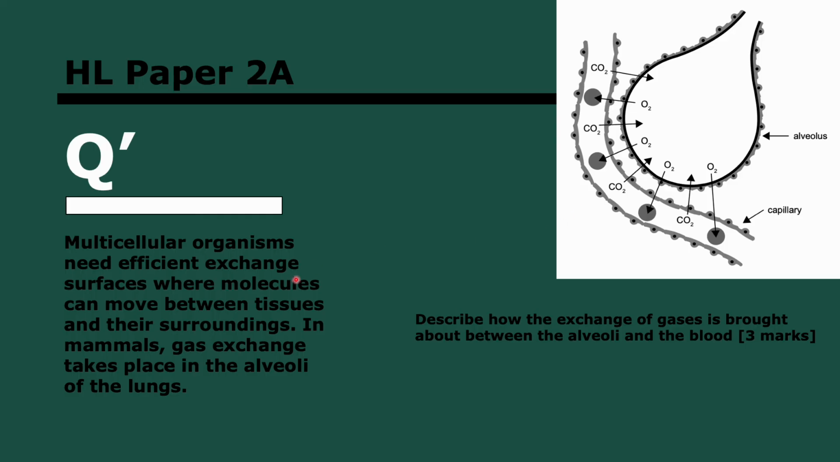So multicellular organisms need efficient exchange surfaces where molecules can move between tissues and their surroundings. In mammals, gas exchange takes place in the alveoli of the lungs. Describe how the exchange of gases is brought about between the alveoli and the blood for 3 marks. And in 3, 2, and 1.